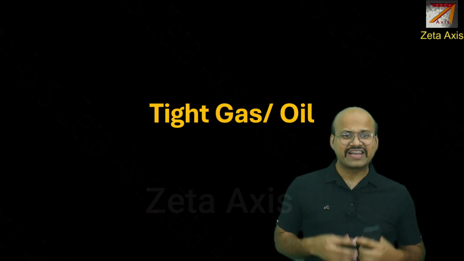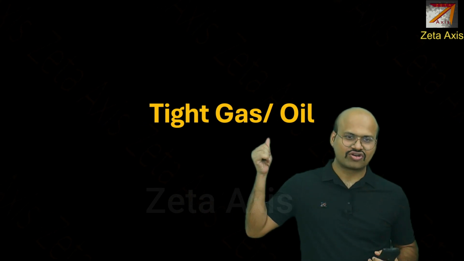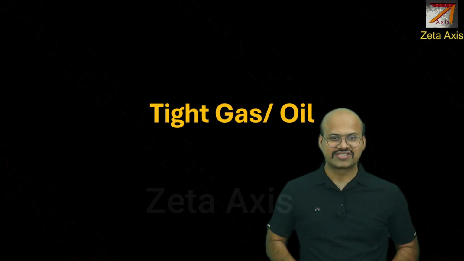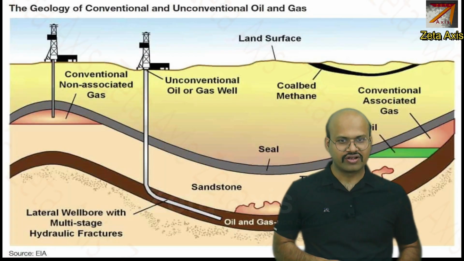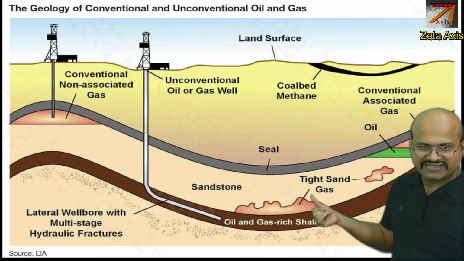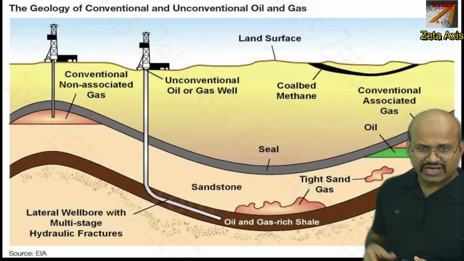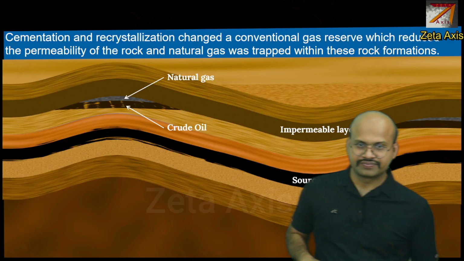Now let's see another unconventional source of gas and oil, that is called tight gas or tight oil. So let's try to understand what is a tight gas and tight oil. Here in this image we can see that these are the tight sands which have gas or oil depending on the conditions. So let's try to understand how they are formed.